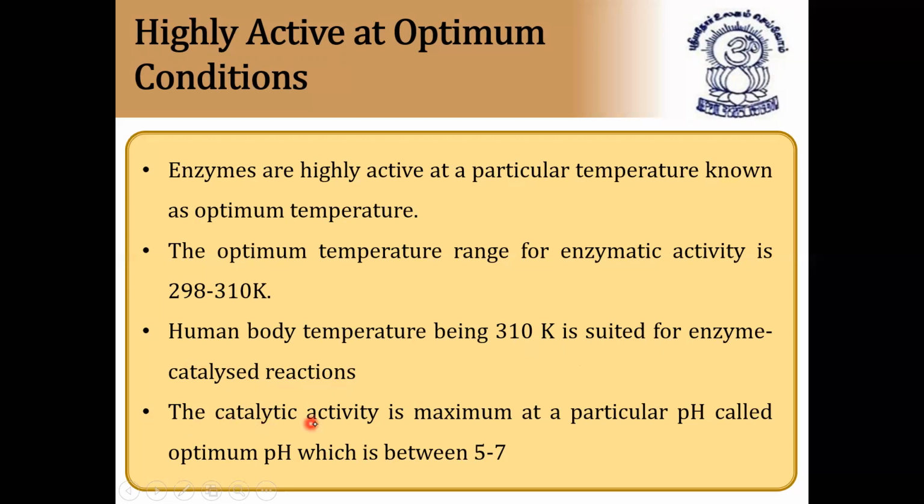The catalytic activity is maximum at a particular pH called optimum pH, which is in between 5 to 7, as I told you, 6 to 7. But exactly, it is in between 5 to 7. So that's why enzymes are highly active at optimum conditions. What are the optimum conditions? As I told you, room temperature, that is 298 to 310 kelvins, human body temperature. And next, the catalytic activity is maximum at a particular pH called optimum pH, which is between 5 to 7. So these values are important for objective exam.